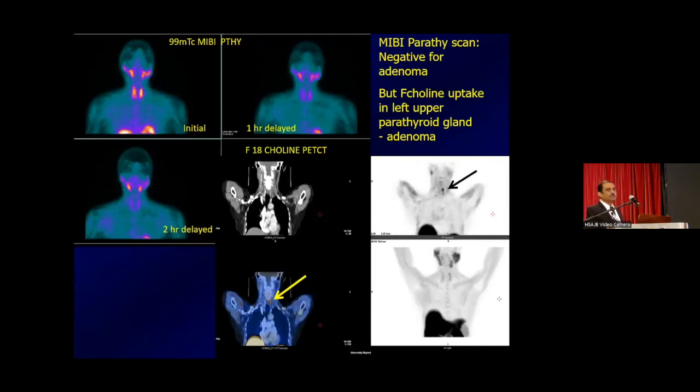So these are some of the choline images, again to show that we don't do it for all patients, but when you have a perfectly normal study or when you are not able to show the parathyroid glands. Here the parathyroid conventional sestamibi scan is negative. So you went for a choline scan, see the anatomical resolution of the PET-CT and also the uptake pattern, left upper parathyroid adenoma.